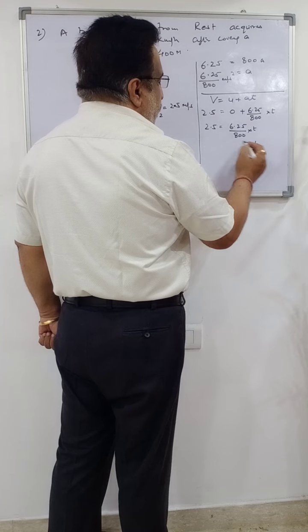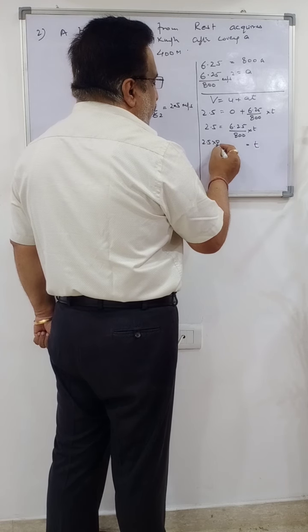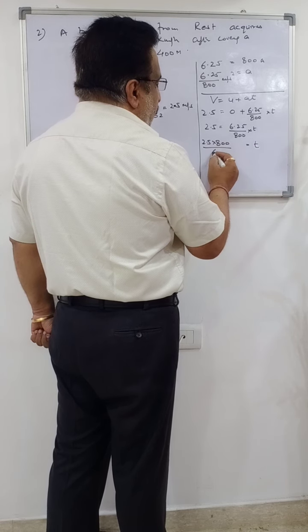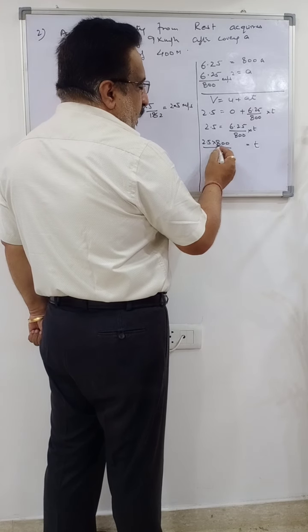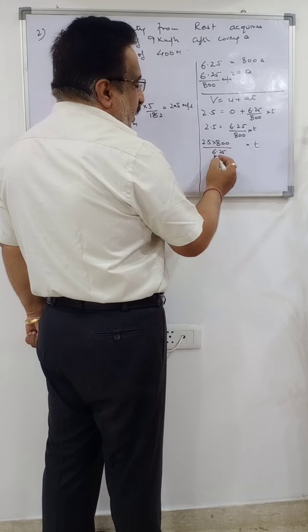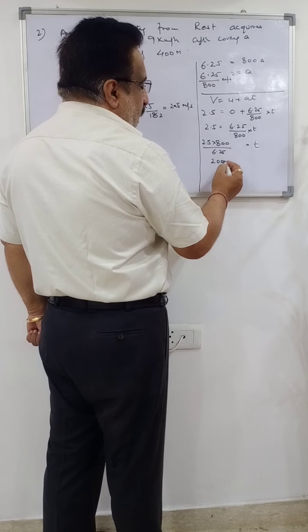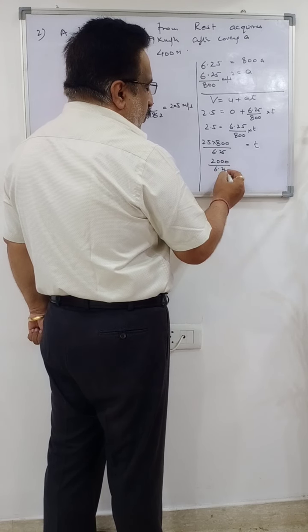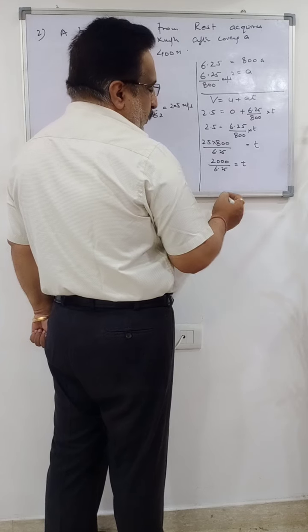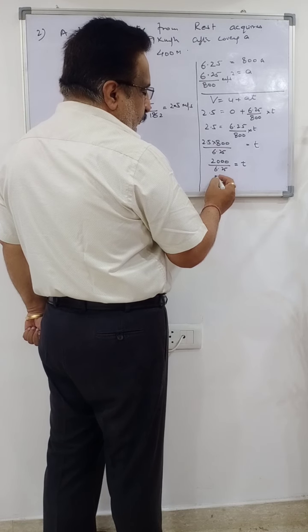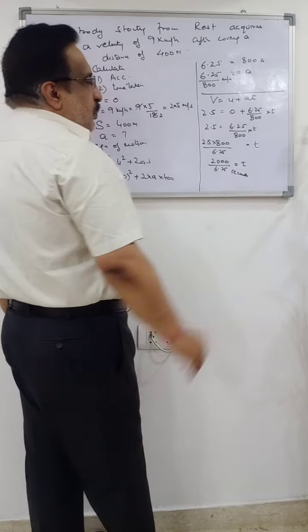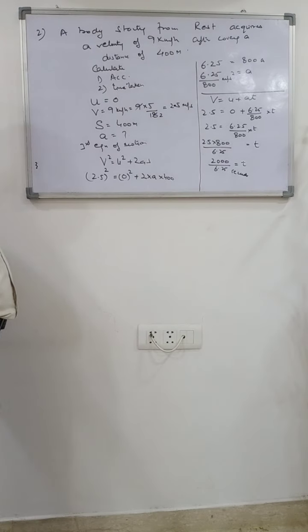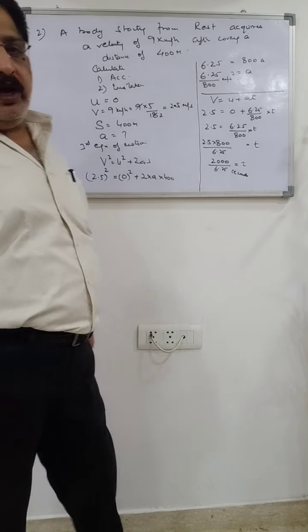So T will be equal to 2.5 into 800 upon 6.25. ठीक है, 800 into 2.5 is 2000 upon 6.25 is equal to time. You can solve it. This will be in seconds. इसके 2 points ऊपर ले जाइए, 100 ऊपर ले जाके time solve हो जाएगा. I hope it is clear.